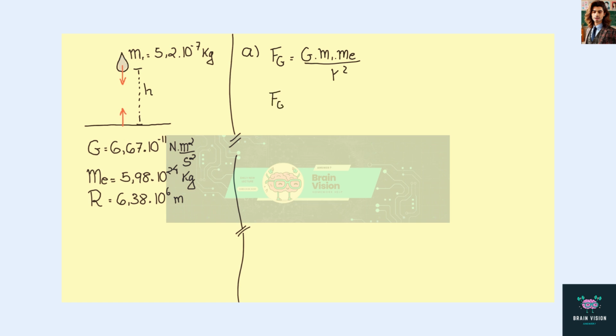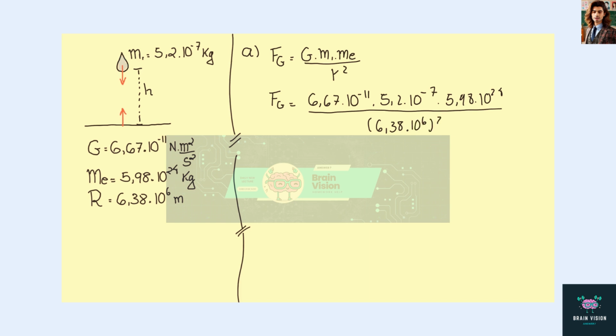The gravitational force is given by 6.67 times 10 to the minus 11 times 5.2 times 10 to the minus 7 times 5.98 times 10 to the 24, and this whole thing is divided by the radius of the Earth, 6.38 times 10 to the 6th, squared. This gives us a gravitational force with a magnitude of approximately 5.1 times 10 to the minus 6 newtons.